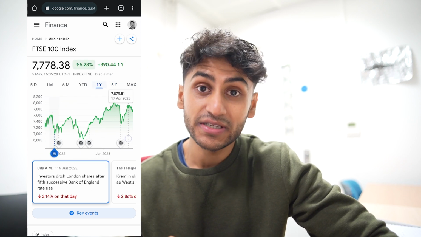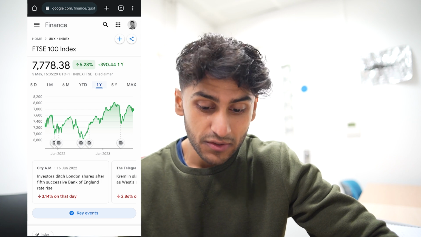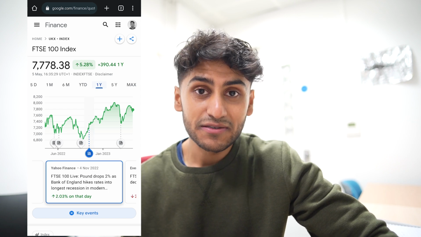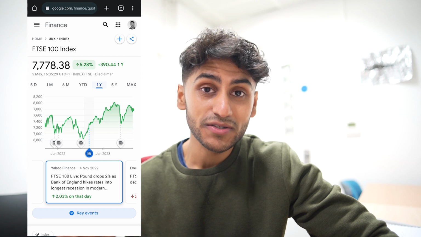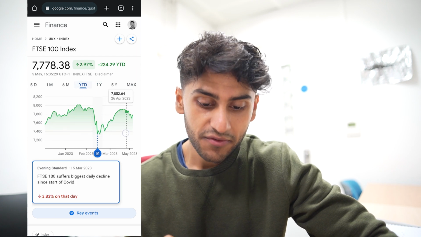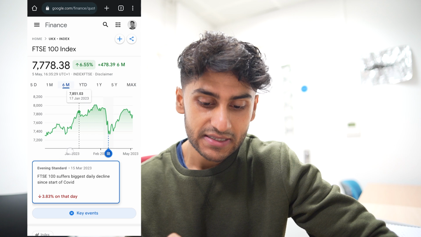You can see over the past year, the FTSE 100 has been doing pretty well, but the S&P 500 also over the past year has been doing pretty well. And this is a reflection that the previous year was one of the worst record years of the stock market. Year to date, 3% increase. Past 6 months, as you can see, 6% increase.